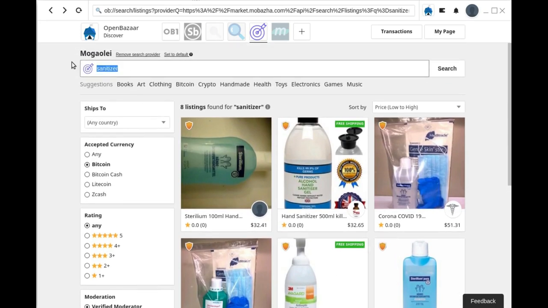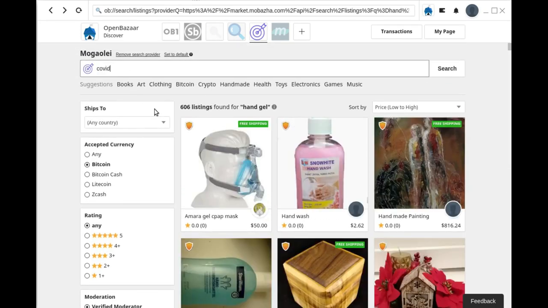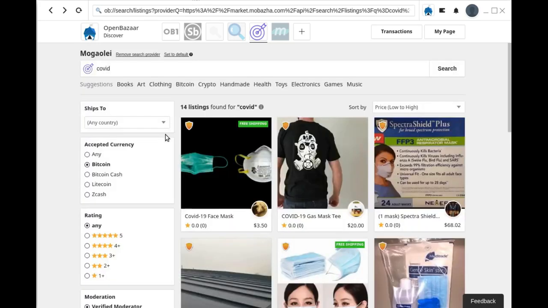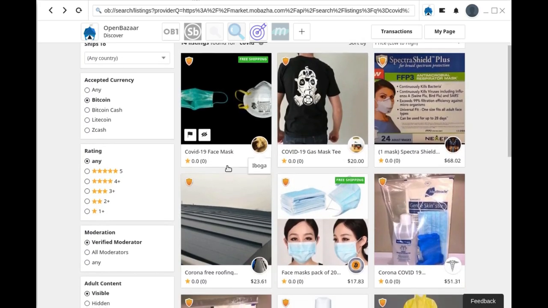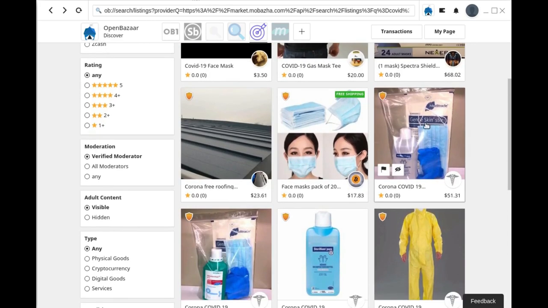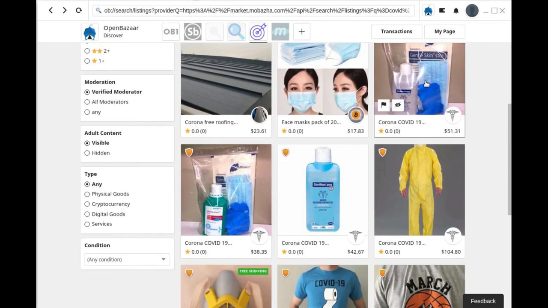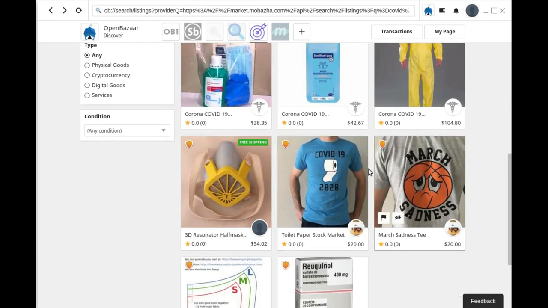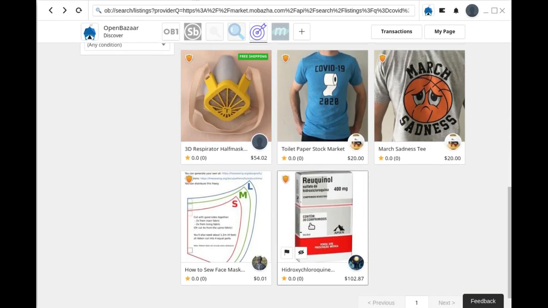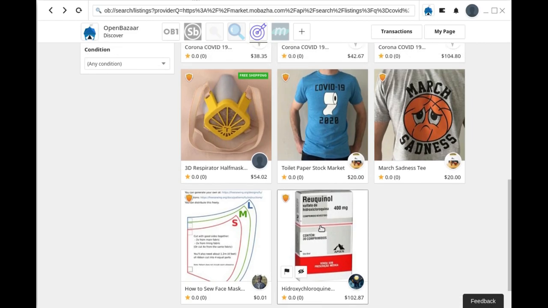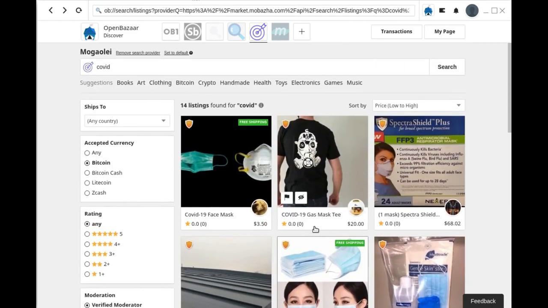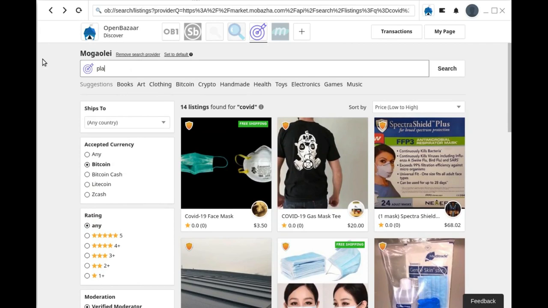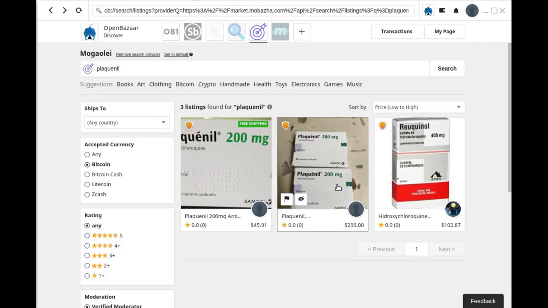All right, I'm just going to search for COVID and see what comes up here. I see face masks, shields, hand sanitizer. I see a kit that has hand sanitizer, gloves, and a face mask together. COVID-19 t-shirts for sale. There's some hydroxychloroquine here. I don't know if that's legal to sell or not. I think I have seen a few for sale by another name as well. Let me check. Yeah, so there are a handful of people selling that as well.